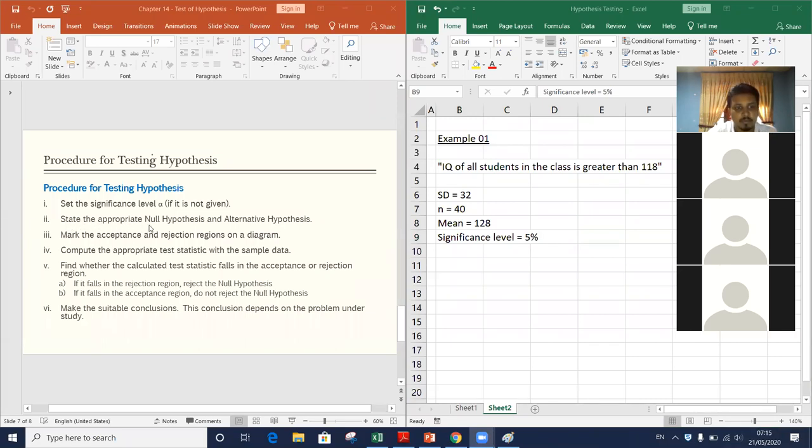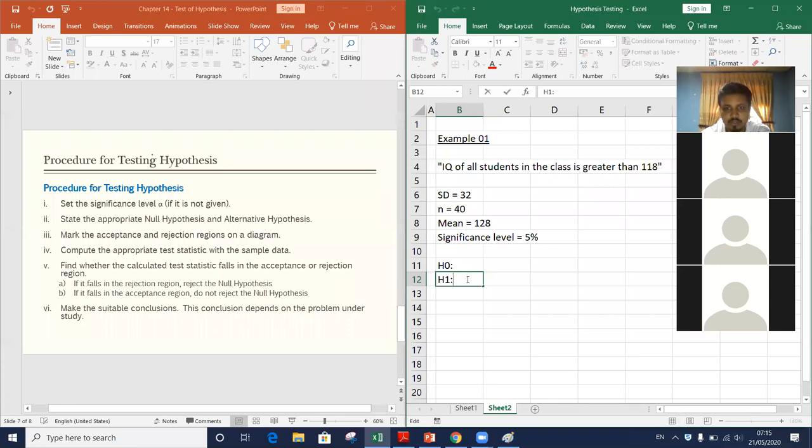Then second one, what we need to do? State the appropriate null hypothesis and alternative hypothesis. Right. H naught kohomad wenno ona H1 kohomad wenno. H naught means null hypothesis. H1 means alternative hypothesis. Tell me how it should be.